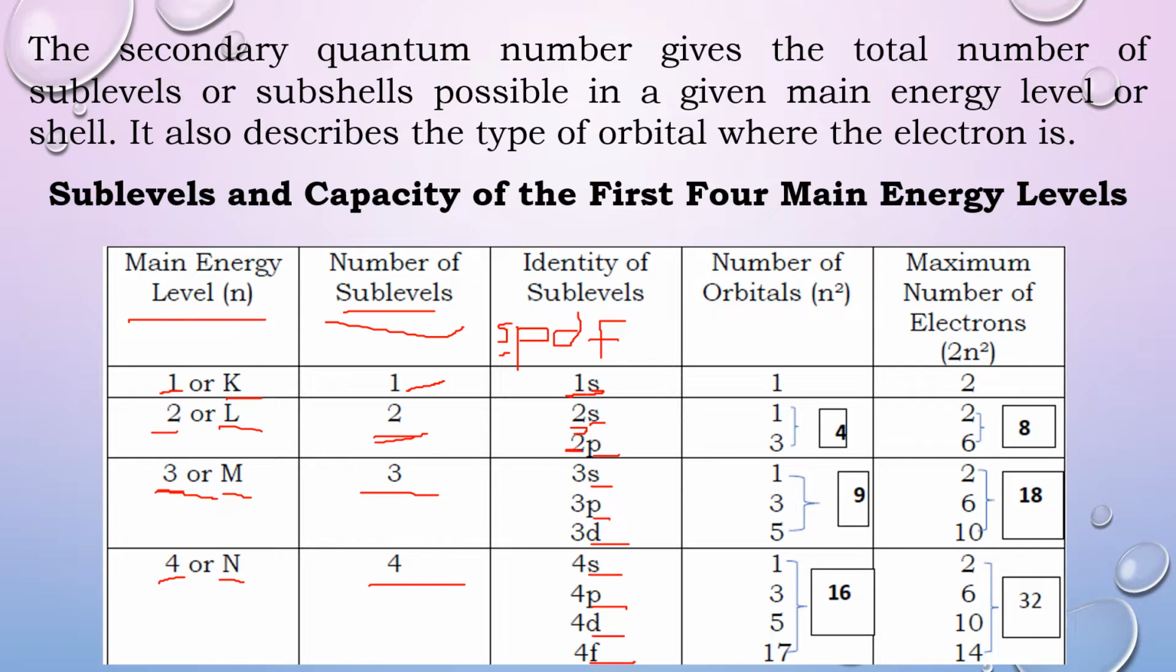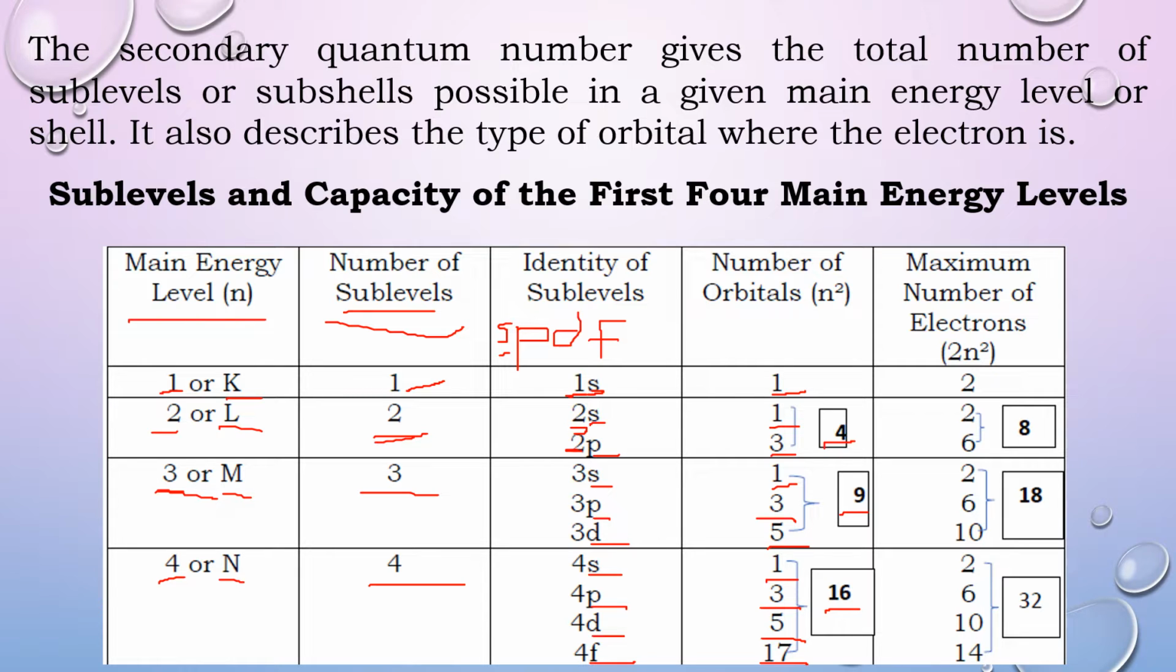Next is the number of orbitals. For the first energy level, it has only 1. For the second energy level, we have 1 and 3, which is equal to 4. For the third energy level, the number of orbitals are 1, 3, 5, which is equal to 9. And for the fourth energy level, we have 1, 3, 5, and 7, which is equal to 16.